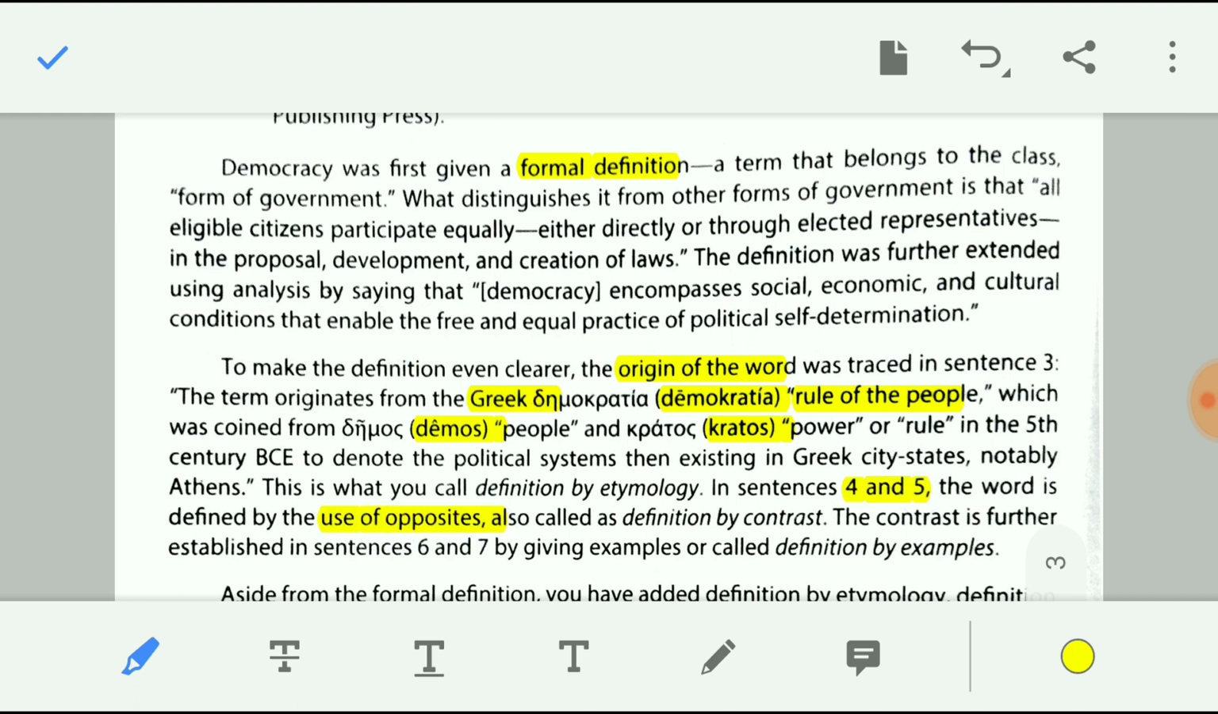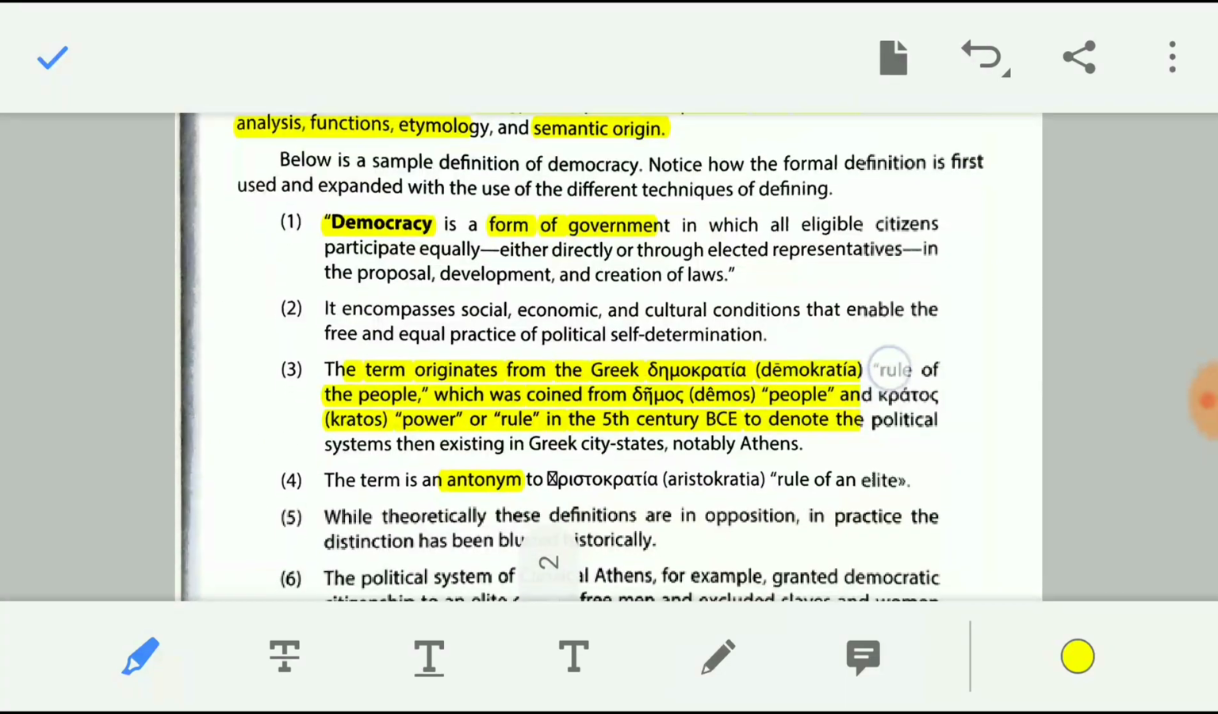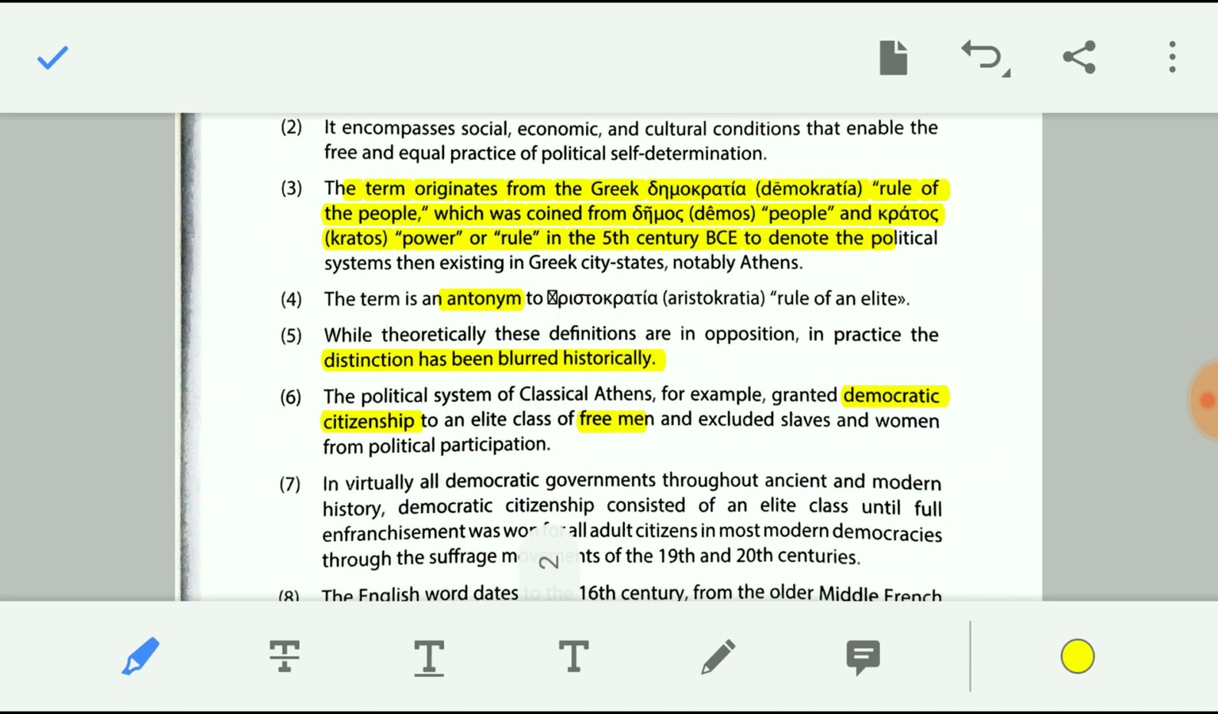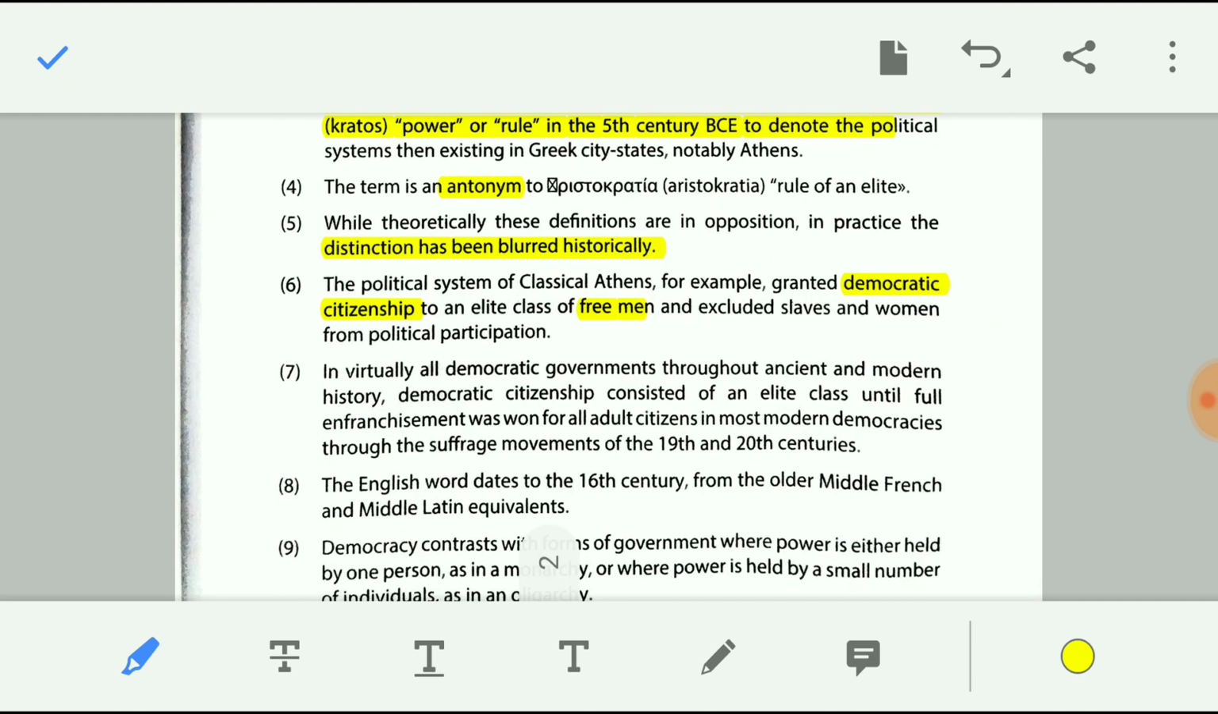So this is what we call definition by contrast. The contrast is further established on sentences 6 and 7. Let's take a look at them. So here, you have sentences 6, and then you have sentences 7. You have further definitions, but in this sense, you're contrasting it. So the political system in classical Athens is compared to a democracy, and also the same with sentence number 7.